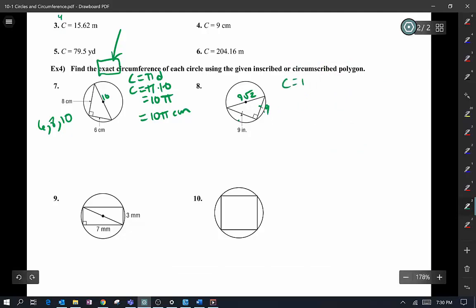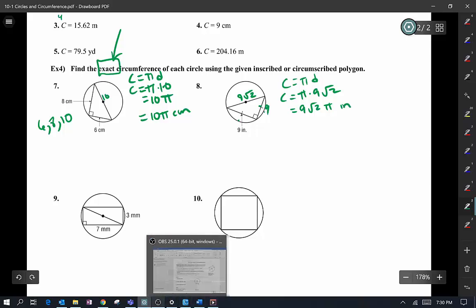So the circumference is equal to pi d. So the circumference is equal to pi times 9 root 2. So it's 9 root 2 pi inches. Pretty easy.